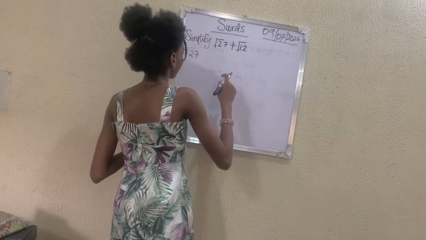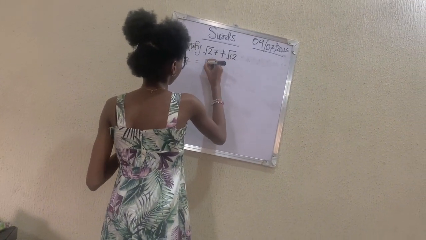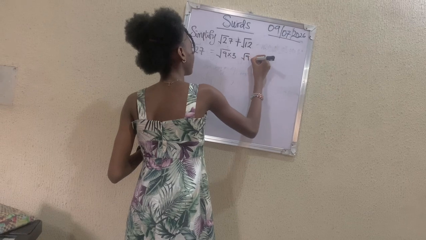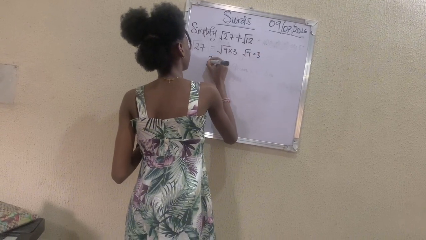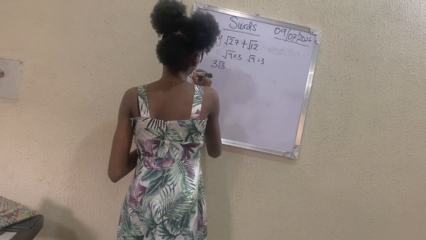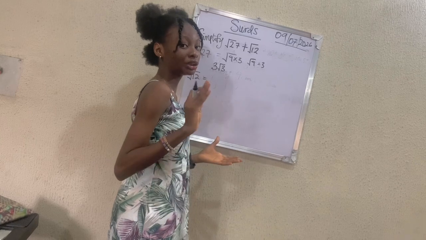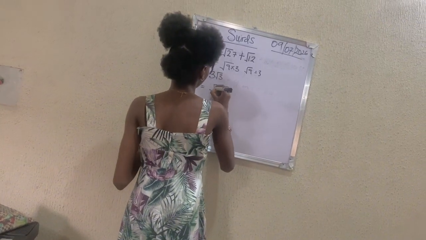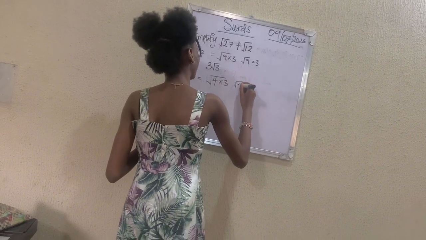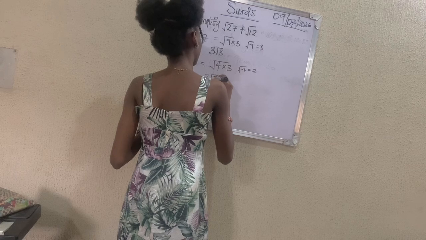We're going to look for a square number that can divide 27 equally, which is 9. So we're going to have 9 times 3. Now the square root of 9 is 3, so our answer is going to be 3 the square root of 3. And now let's have the square root of 12. For the square root of 12, we're going to look for a square number that can divide 12 equally, which is 4. And this is going to be 4 times 3. Now, the square root of 4 is 2, which means that our answer is going to be 2 the square root of 3.